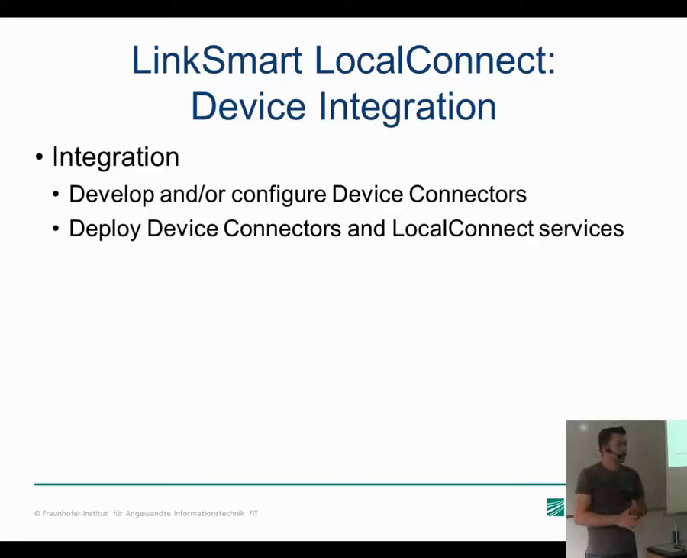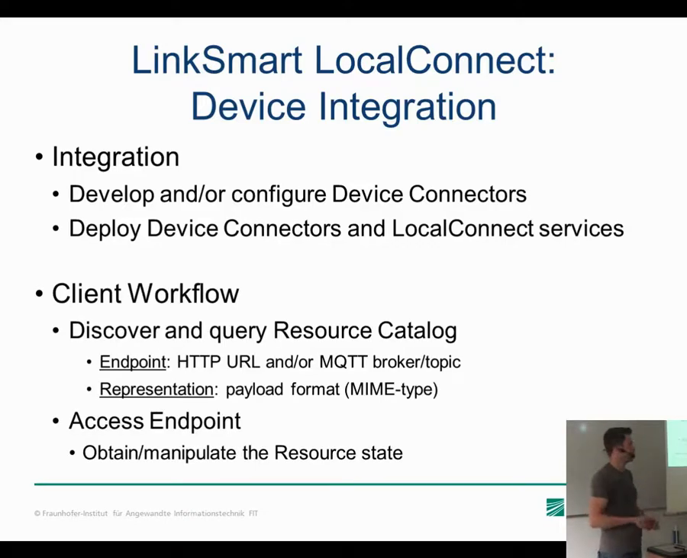So the integration of the devices with LinkSmart LocalConnect boils down to basically 2 points. The first one is you need to take an existing device connector or develop a new one and deploy it in the network. And in addition to that, you need to deploy the LinkSmart LocalConnect services so that the information from the device connector is populated in the resource catalog, and the resource catalog is registered in the service catalog, which is then used by the applications, by the clients. So the clients discover the resource catalog, and I'll get to this on the next slides.